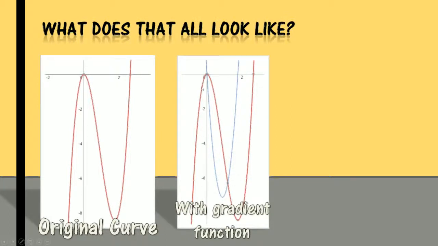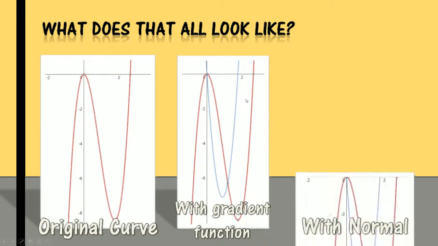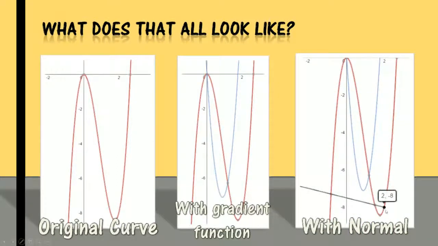Now, you'll know that when you differentiate an expression, it becomes a power less than it was beforehand. So a cubic one with two changes of direction will become a graph with one change of direction, or your normal quadratic graph, your U or your N shape. And when I put the normal in, you'll see it here. I've marked the point where the tangent would have touched, 2, minus 8, and the normal would be at 90 degrees to that, and that's our normal at that point.